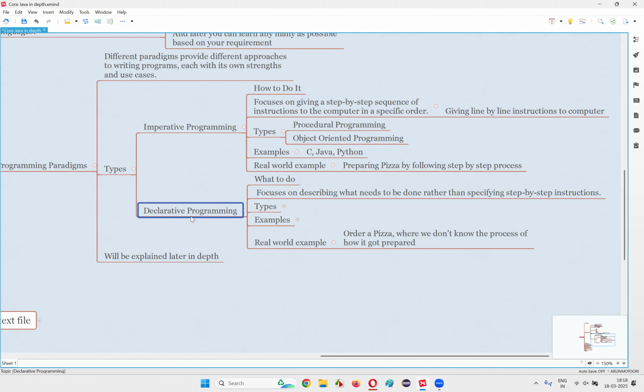Okay, this is how you have to write line by line and give me the output. It's not like that. In declarative programming, you're simply asking it, I want this. That's it. You are not giving instructions in a step-by-step manner. So a small line will be there.